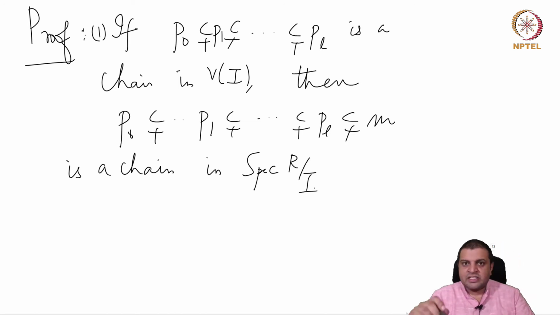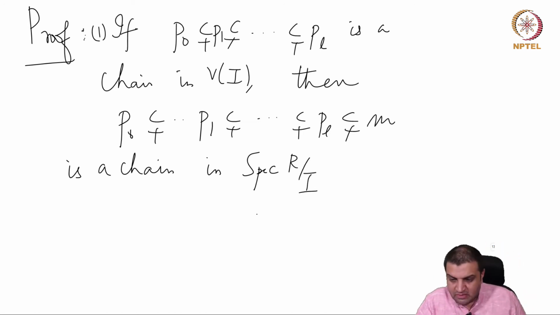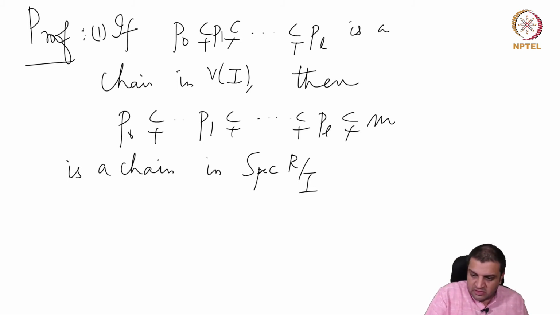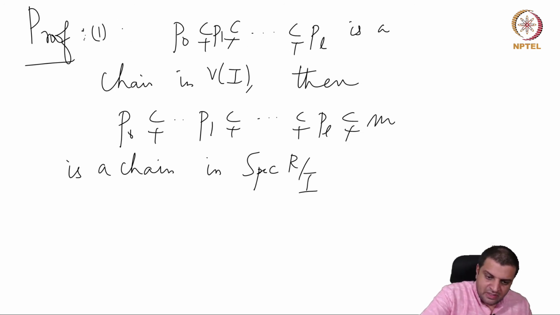Now, the dimension of the ring is determined by this value, and the dimension of V(I) is determined by this. So it's always at least one more, and if you have any chain like this, then if this is a chain in Spec R/I, then this is a chain in V(I). So in fact, we can remove this "if" here and say "if and only if."